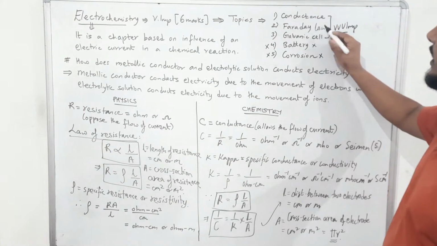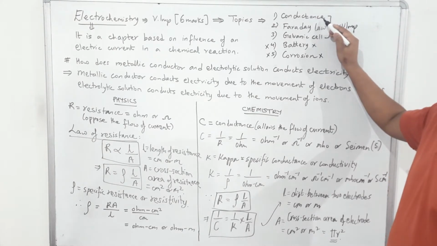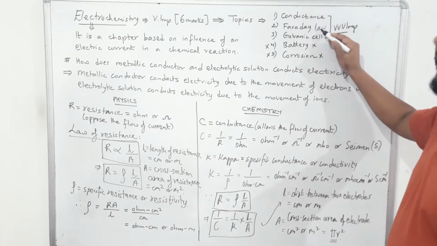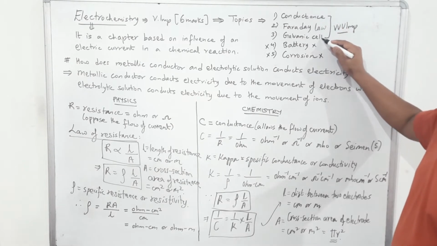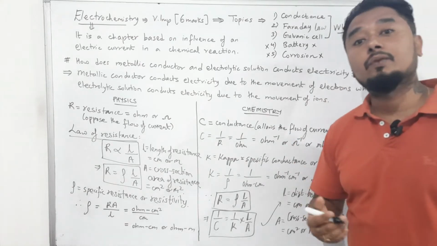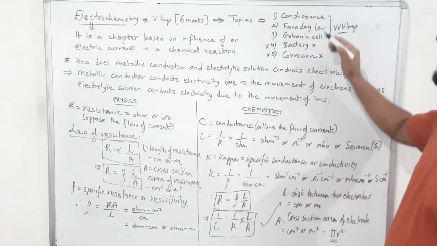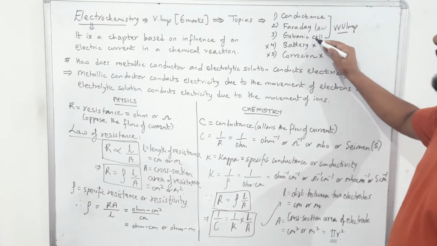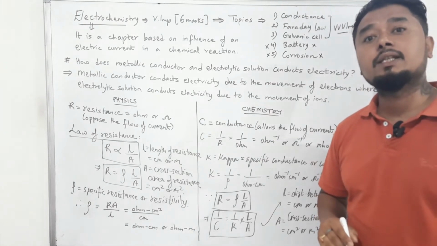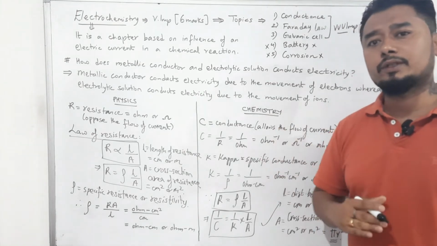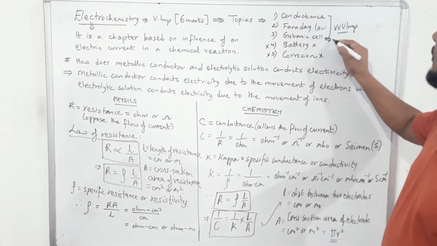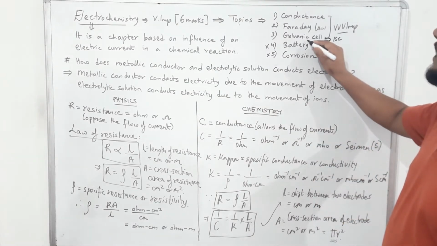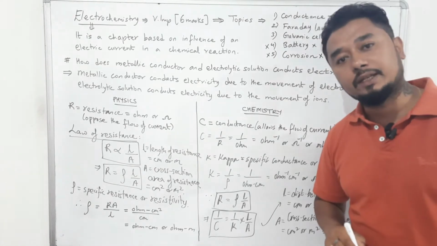All these 3 contain objective questions and numerical problems, along with reasoning questions and answers. So these all 3 topics are very important: conductance, Faraday, galvanic cell. All 3 are important. But most of the time in ISC, what you observe is that galvanic cell has been given most of the time.